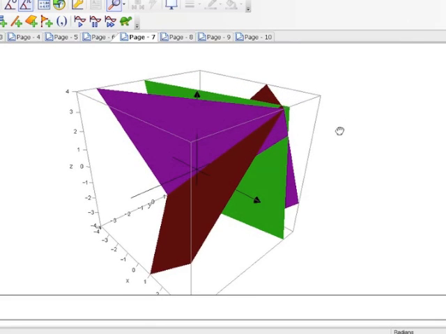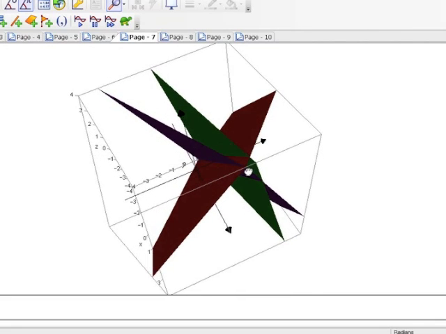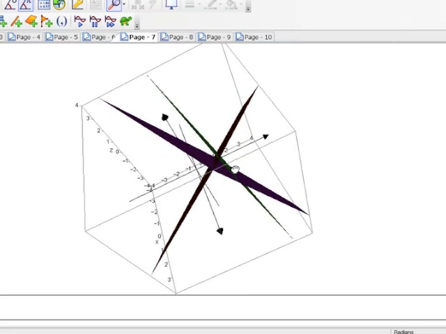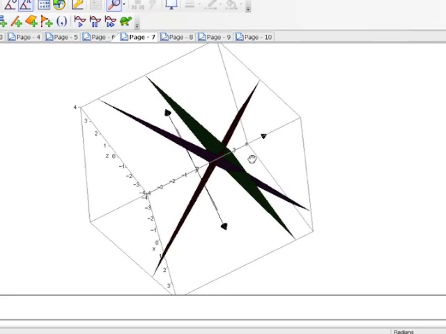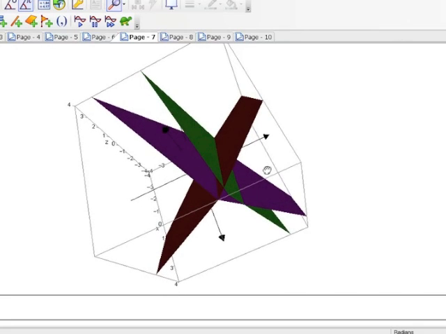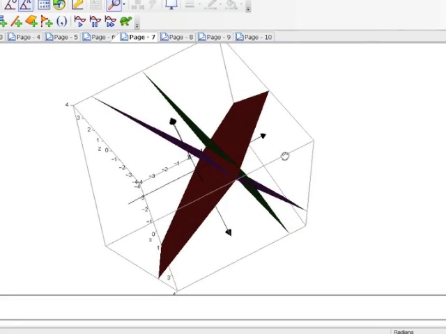So when we look at the graphical representation, you see that each pair of planes intersects, but at no point do all 3 planes intersect. The 3 planes intersect in pairs, and the lines of intersection between the pairs of planes are all parallel to each other.